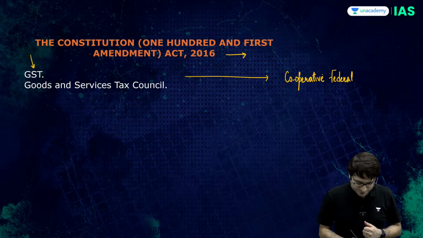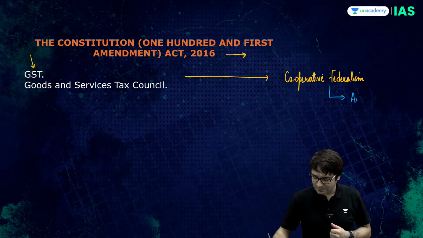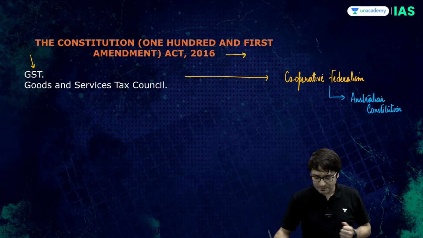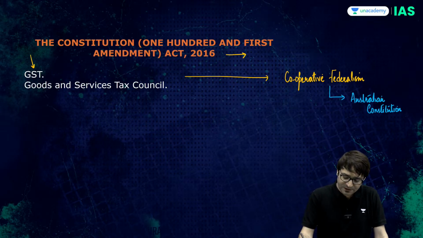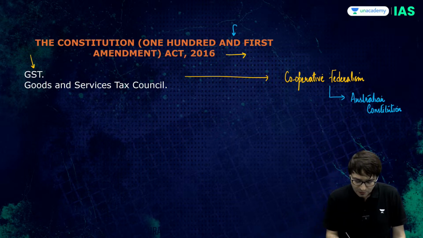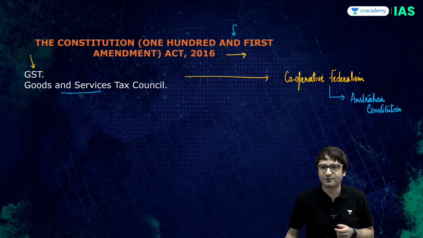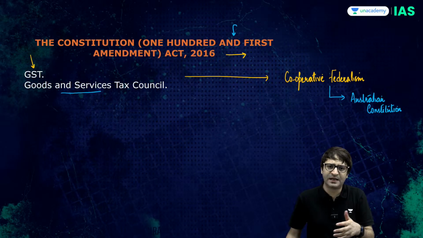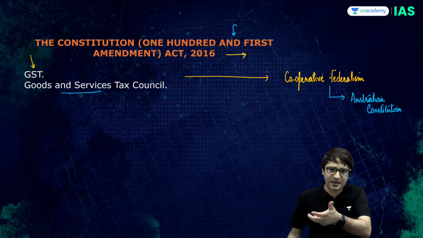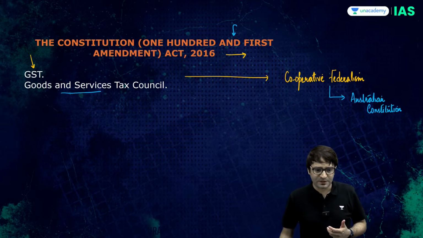And cooperative federalism, we have borrowed from which constitution? Australian Constitution. And this 101st Constitutional Amendment Act also creates another constitutional body called the Goods and Services Tax Council, GST Council, which is headed by the Union Minister for Finance. All the ministers of finance in the states are also part of it. So this is considered to be a beautiful example of cooperative federalism.